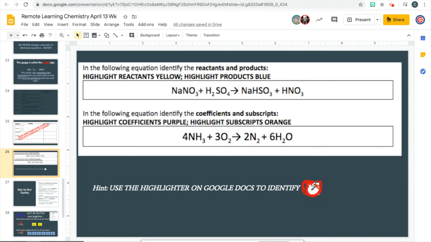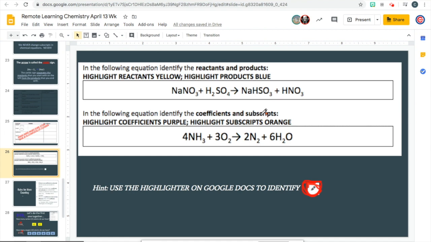And then go ahead and pick blue and highlight the products in blue from this equation in this first box, okay? Then for the second box, you're doing the same thing, but here I put to highlight the coefficients in purple. Again, using the same tool right here, and then highlight the subscripts in orange, all right? Just so that I know that you understand which ones are the reactants, which ones are the products, which ones are the coefficients, and which ones are the subscripts.